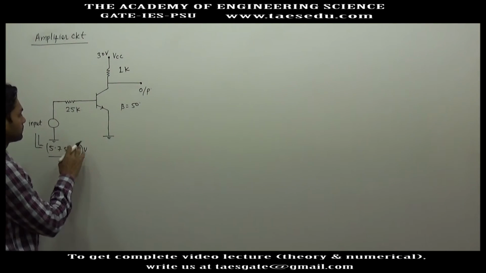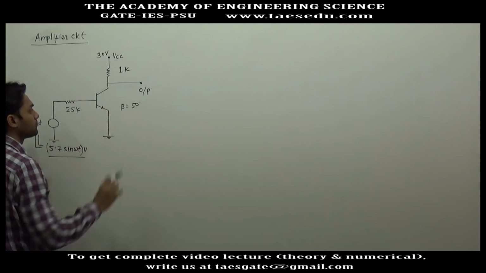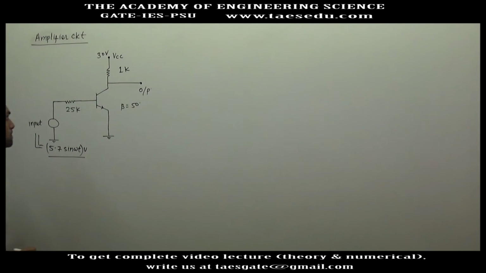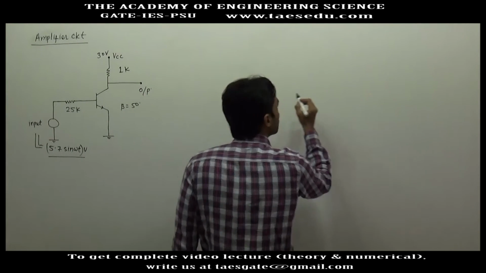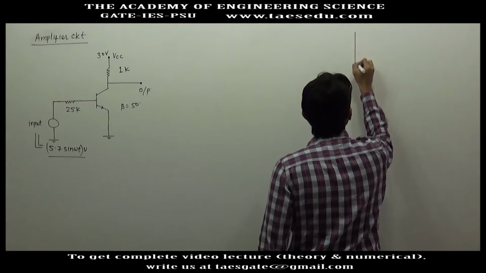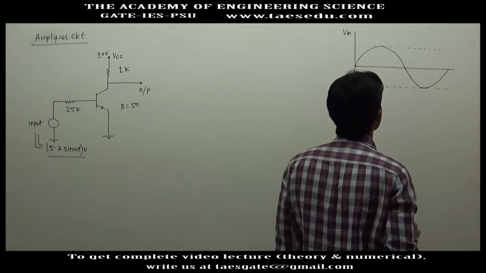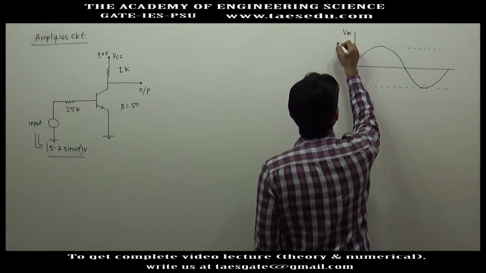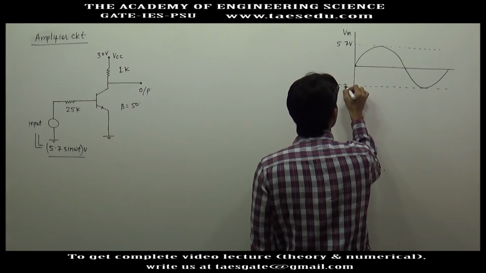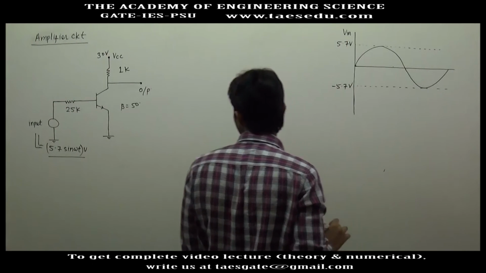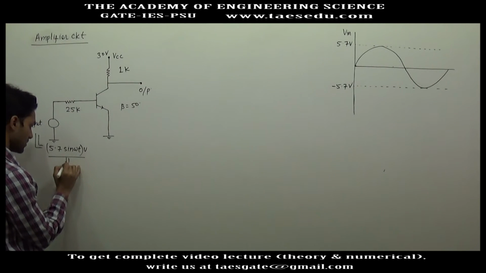Okay, so to solve this, first what we will do, let us first draw the graph of input versus time. This is the graph of input versus time. Maximum voltage is 5.7 volt, minimum is minus 5.7 volt. Okay, so to solve this, let us take it as V input.